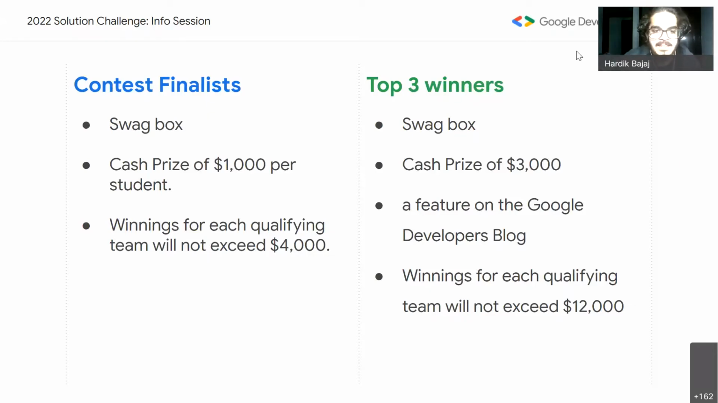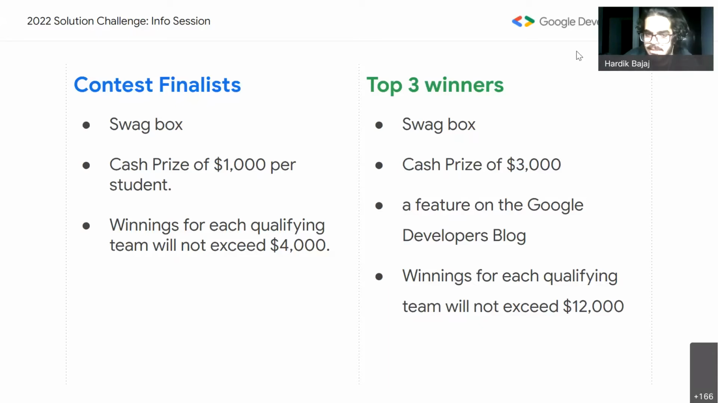So the contest finalist will get a swag box and a cash prize of $1,000 per student, and that's a very big amount for the finalist. Basically, that's what a contest finalist will get. And a team can be up to four members. You can make a team, and winnings for each qualifying team will not exceed $4,000.